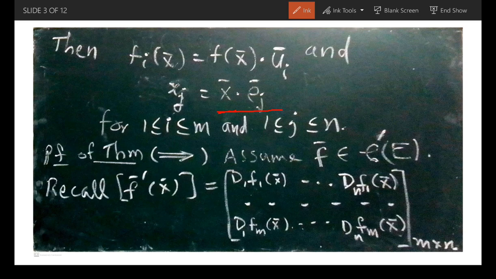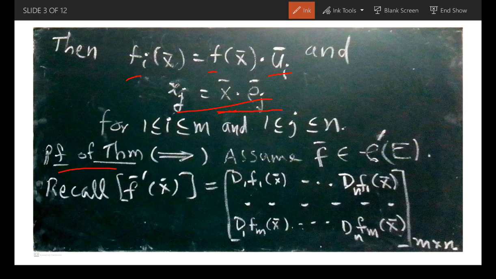But ei inner product ej is equal to 0 whenever i is not equal to j. Therefore, what you are left with is simply xj into ej inner product ej. But ej inner product ej is equal to 1. So xj is x inner product ej. Similarly, fi, the ith coordinate of f, is f inner product ui, where ui is the standard basis for Rm. So these things we have to observe and understand.